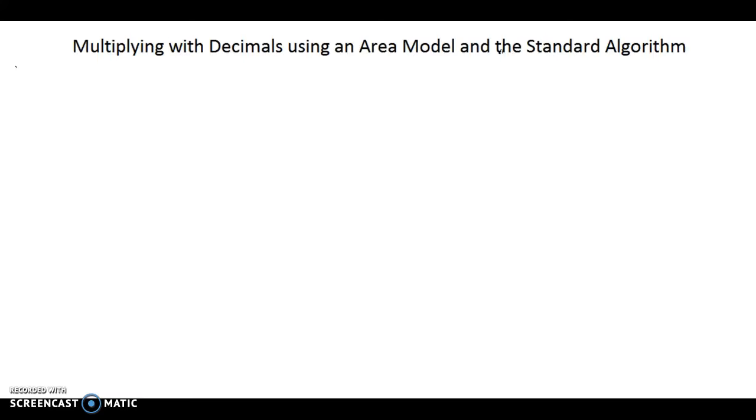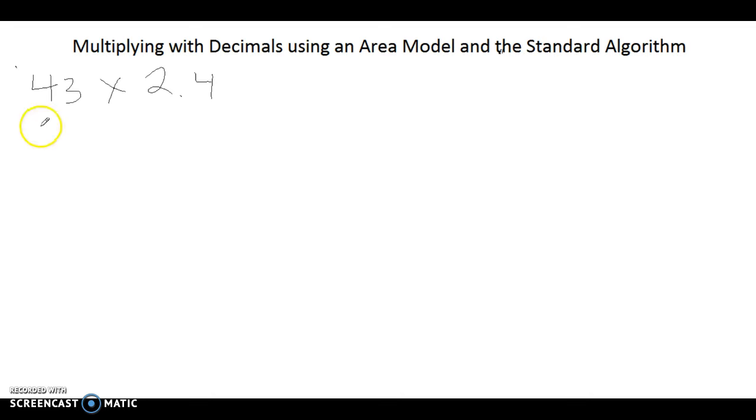Okay, today we're going to learn to multiply with decimals using an area model and then the standard algorithm. We're going to start by estimating our answer so we can see what a reasonable final answer might be. And we are going to use the equation 43 times 2 4/10.